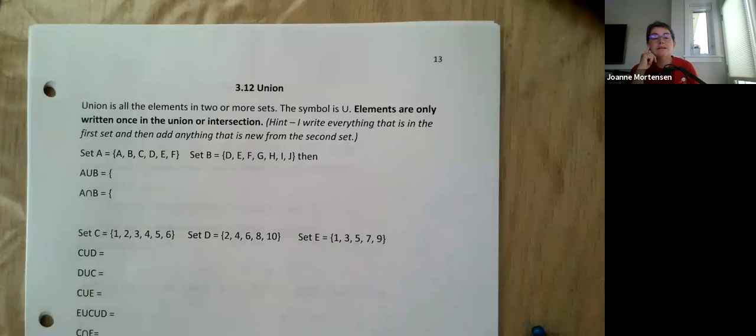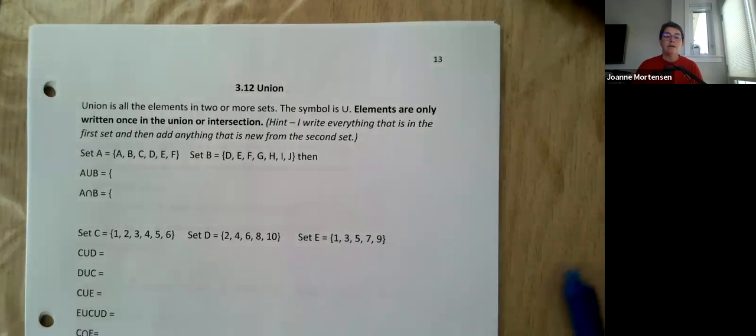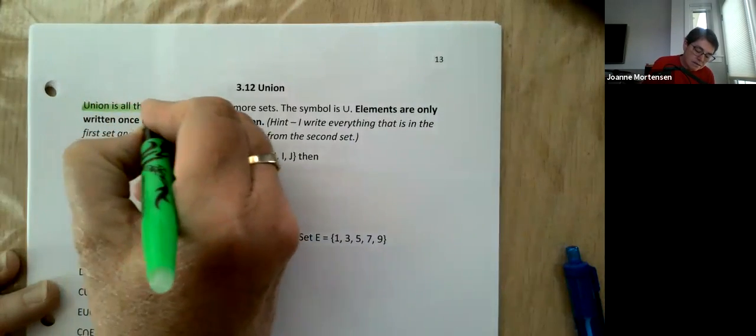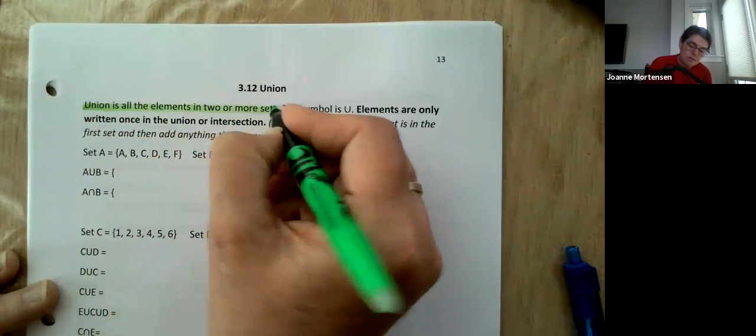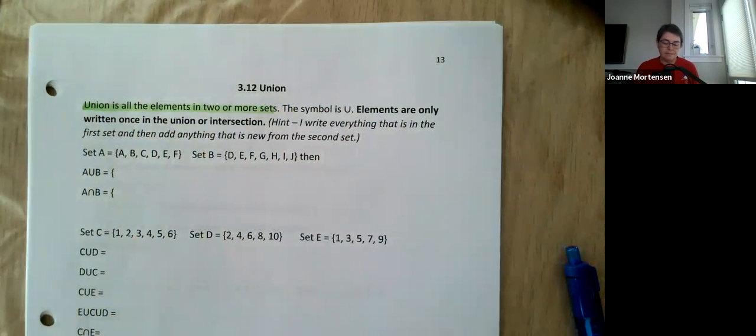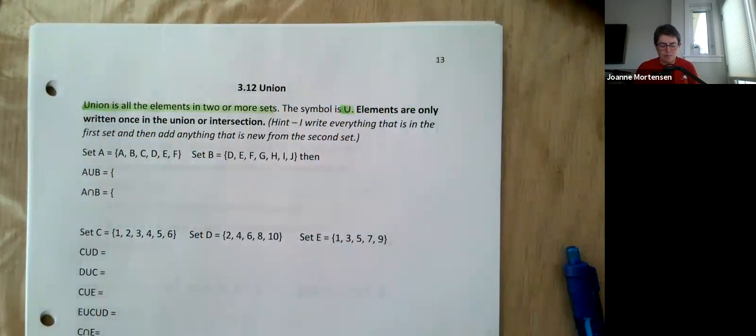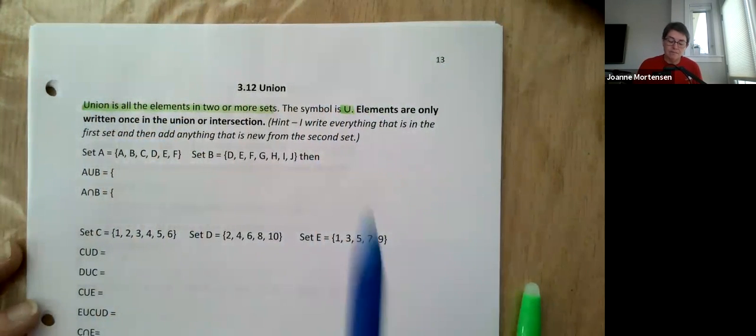Hey everybody, this is video, it looks like 312, and we are going to look at union. And union is pretty straightforward. It is all the elements in two or more sets. And the symbol, and bless the math people for doing this, it's a U. It makes complete sense. Okay.